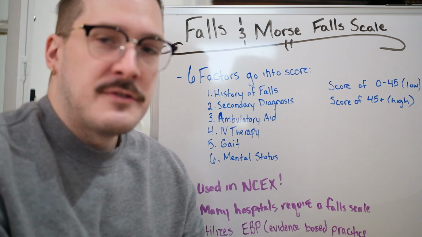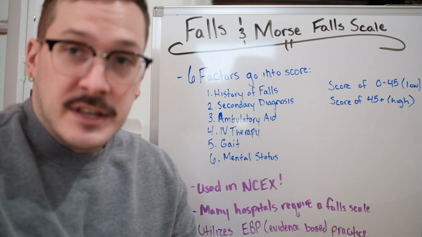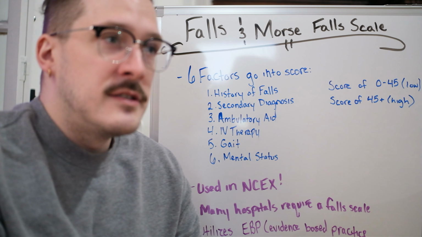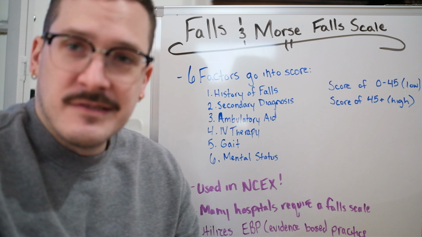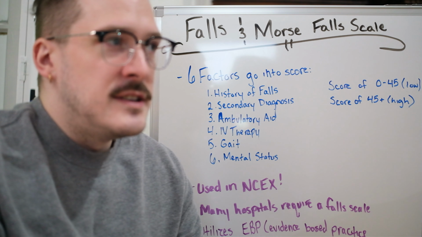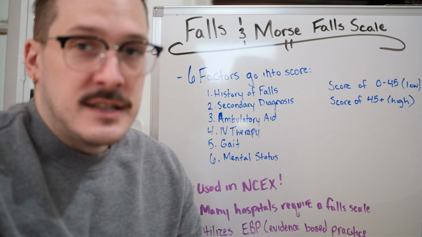Third is ambulatory aid. Bed rest usually gets a 0 in the score. Then cane or walker gets, I believe, a 15. And then the last one is furniture, which gets the top score.